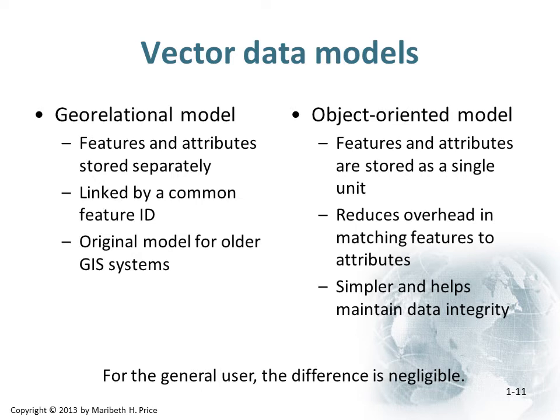So when we look at this, we have the georelational model, where features and attributes are stored separately, linked by some common ID. That's what shapefiles are. In the object-oriented model, features and attributes are stored as a single unit. It reduces the overhead of matching. It's simpler and helps maintain data integrity. For most users, you can't tell the difference when you're working with it.